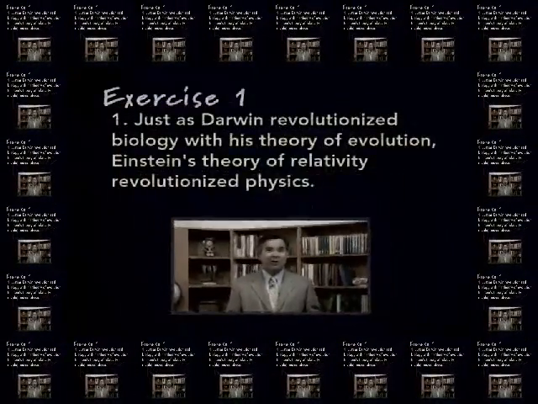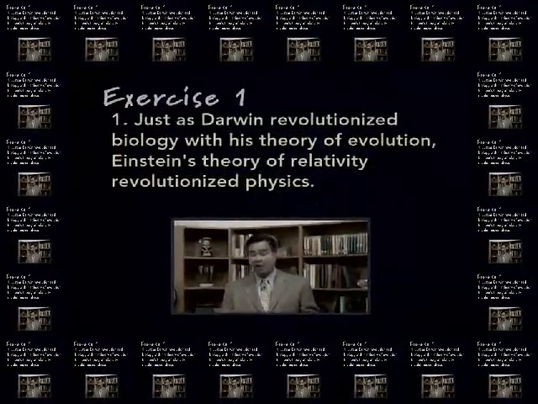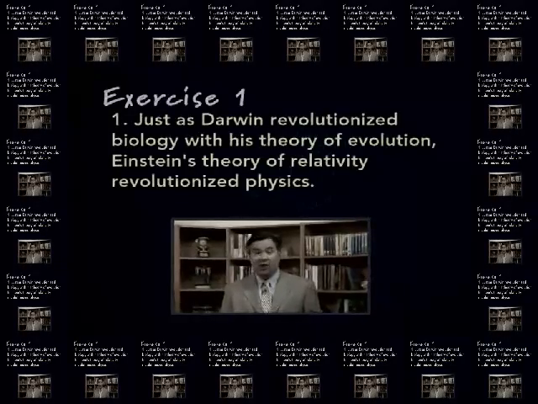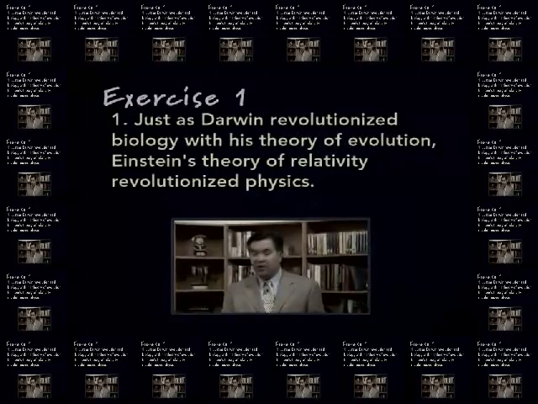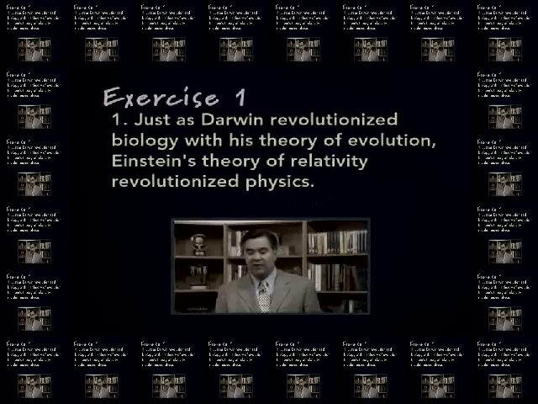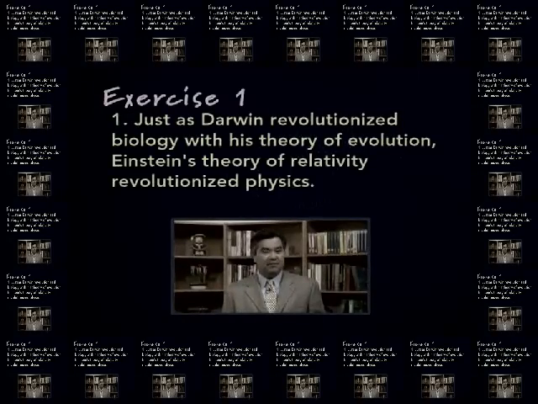Now, we gave you 5 sentences, some of which have errors in parallelism. Your job was to detect whether there is an error in parallelism in the sentence, and if so, figure out how to correct it. Let's take a look at the first example. Just as Darwin revolutionized biology with his theory of evolution, Einstein's theory of relativity revolutionized physics.